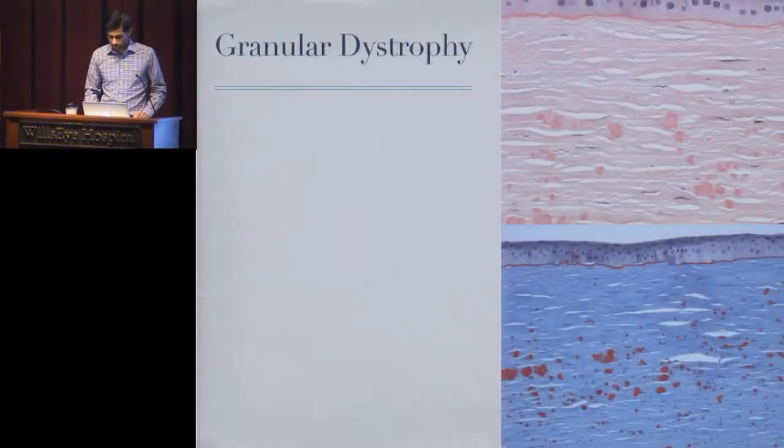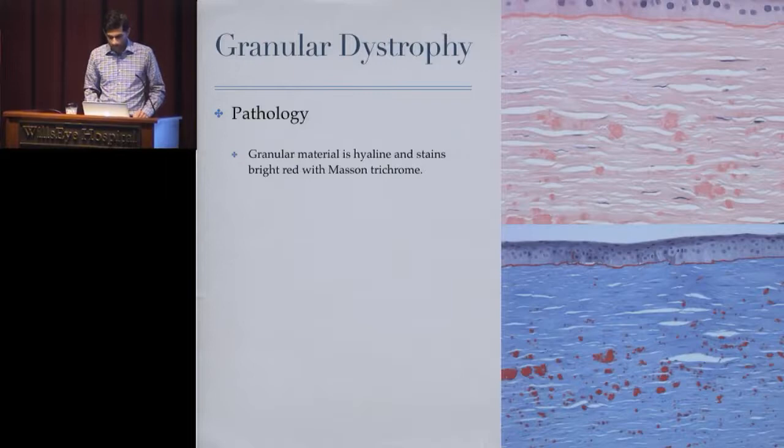As far as the path goes, the material in there is hyaline, and it stains bright red with Masson trichrome. I think I was on one of my OKAPs at some point, there's a mnemonic, and one of the three was on there at some point.